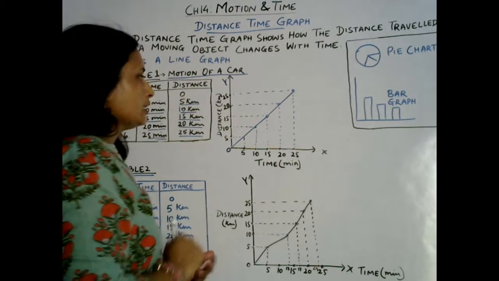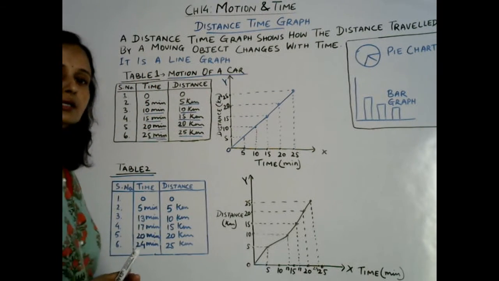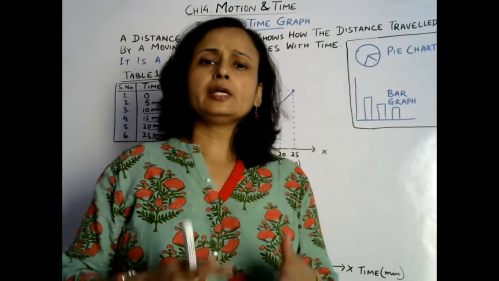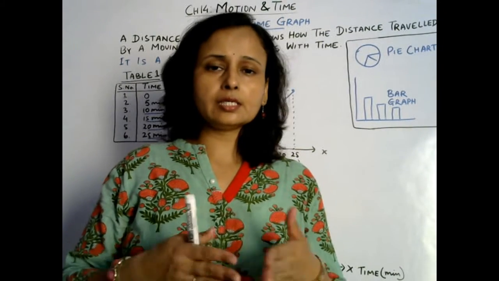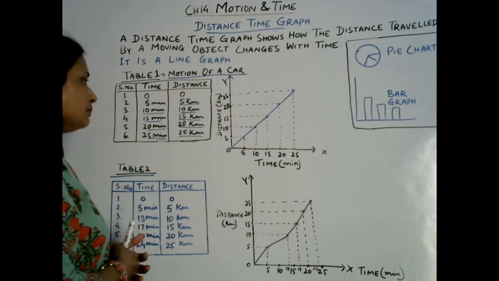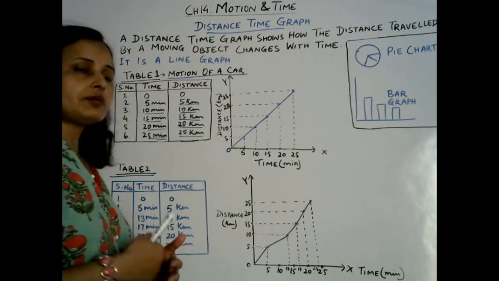This straight line is showing that this vehicle is running in a uniform motion. It is covering equal distance in equal interval of time. That is, it is taking 5 minutes for every 5 kilometers.